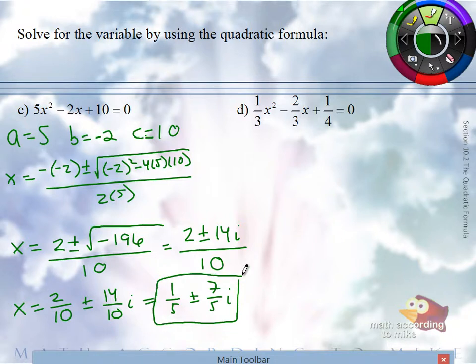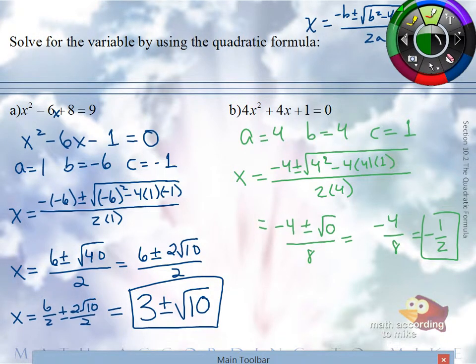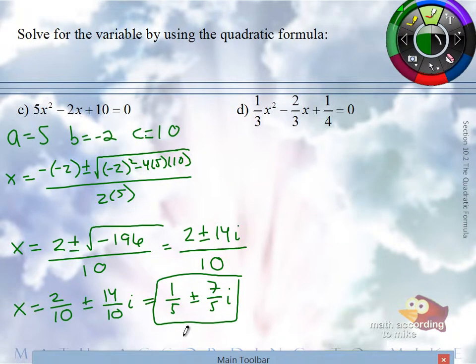Before we get to D, comment. A, B, C, we're going to see them again in the next section. Notice in A, we have two real answers, 3 plus radical 10, 3 minus radical 10. In B, we had one real answer, negative 1/2. In C, we had two complex answers, 1/5 plus, 1/5 minus. There is an expression built into the quadratic formula that tells you which of those three cases you're in. 2 real, 1 real, 2 complex. So that's the next section, just a preview, coming attractions.